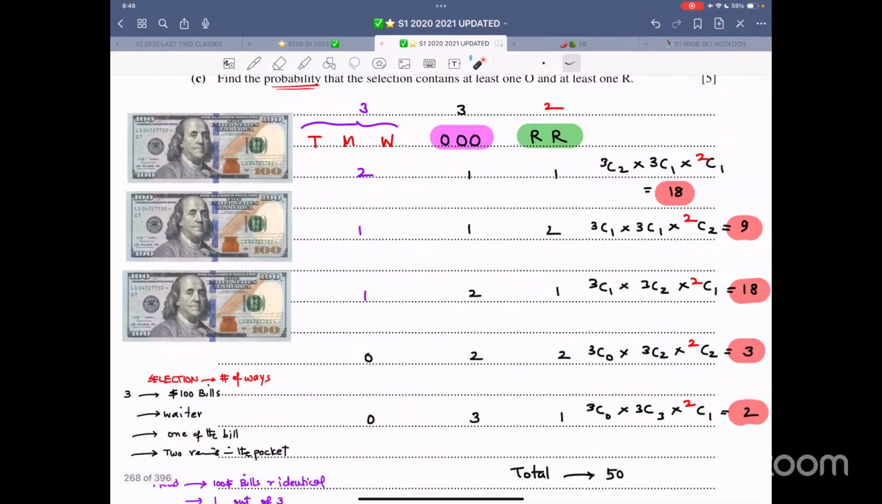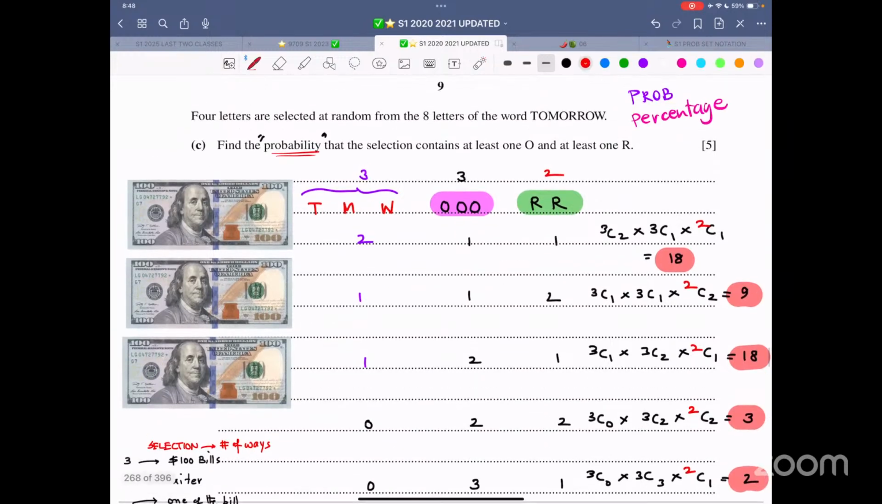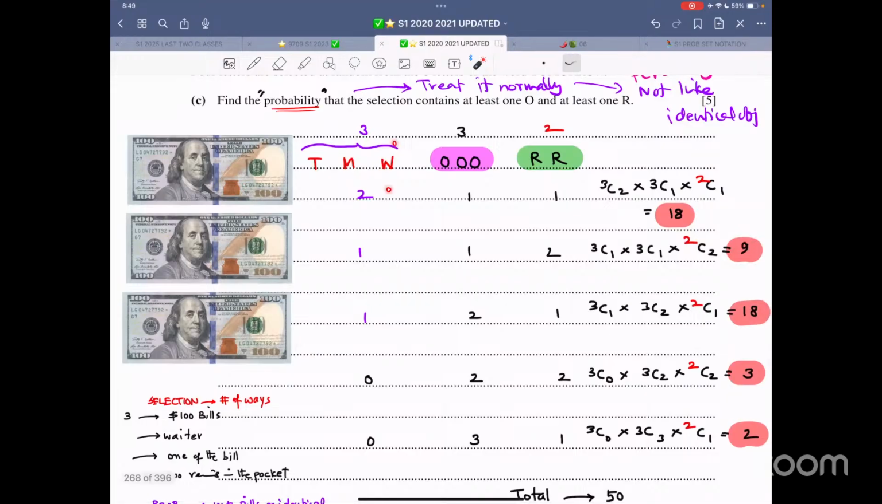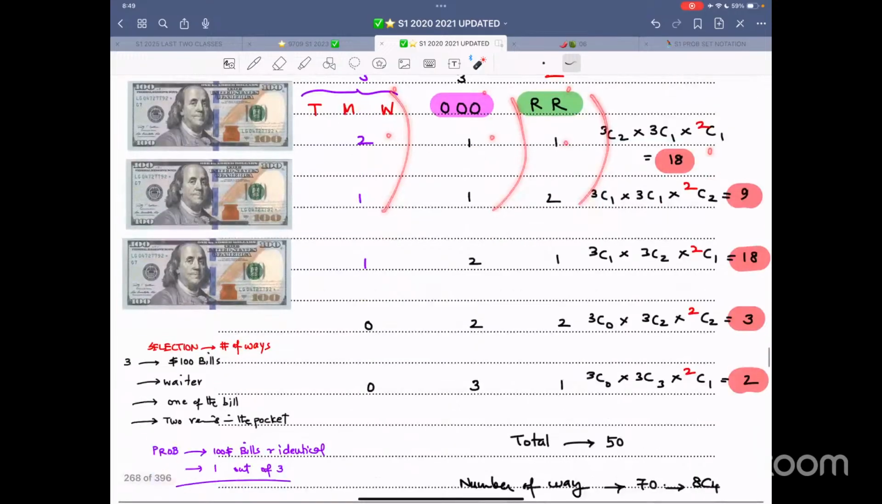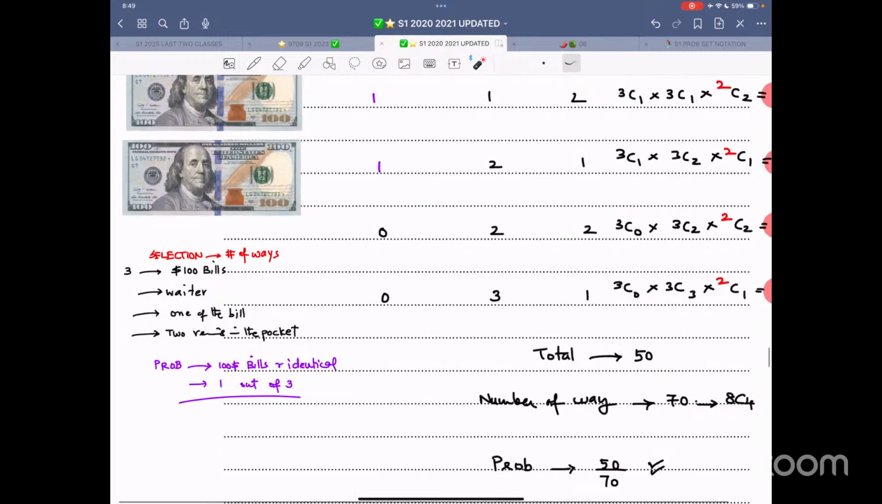Now, since it's about probability, we would treat it normally. So probability, treat it normally, not like identical stuff, identical objects. That is what I'm focusing on. So basically, this is 3C2, 3C1, 2C1. This is 3C1, 3C1, 2C2, and so on. All the possibilities is 50. Without any restriction, 8C4 is 70. 50 over 70 is the answer.